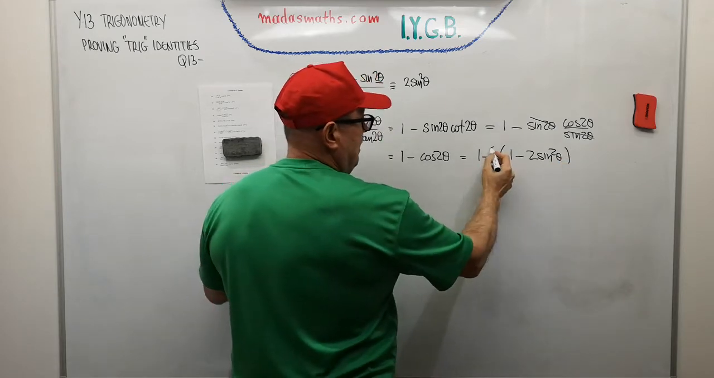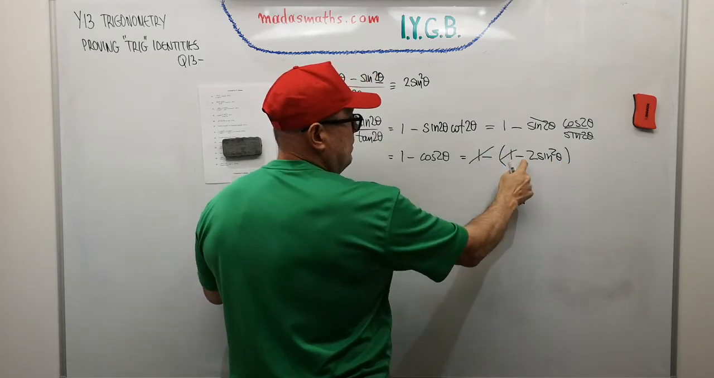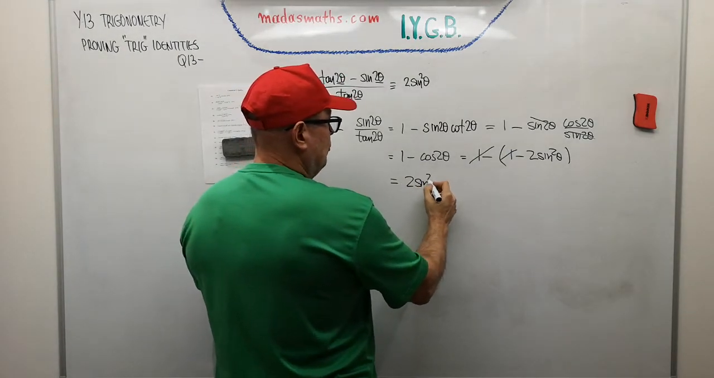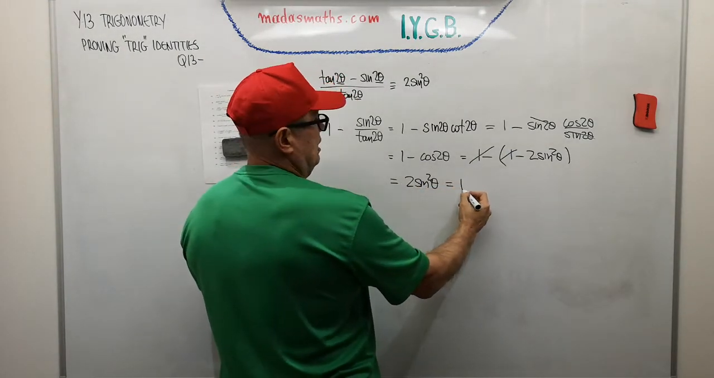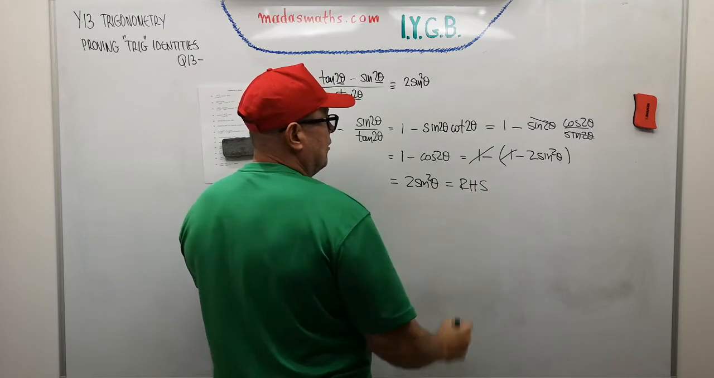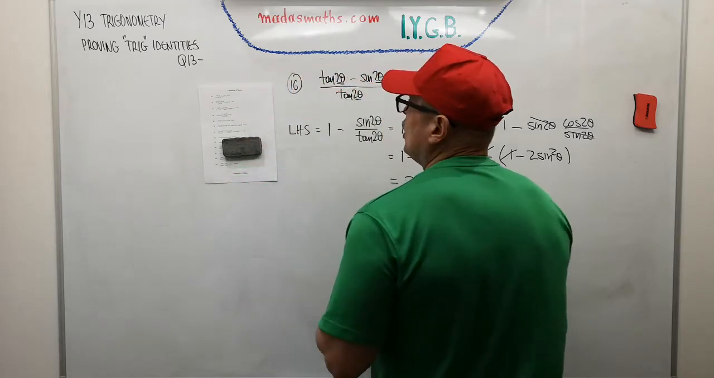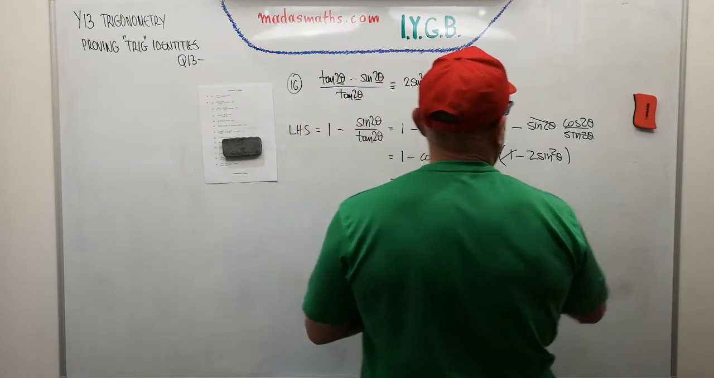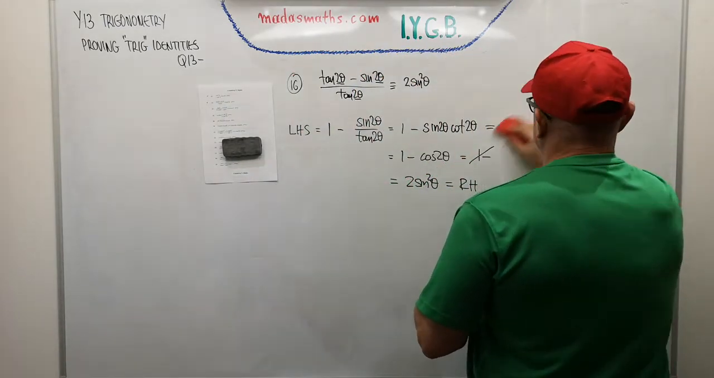And what will happen in there? The 1 minus 1 cancel. Minus times a minus is a plus. 2 sine squared theta, which of course is my target, my right hand side. And that is question number 16. Question 17 coming up next.